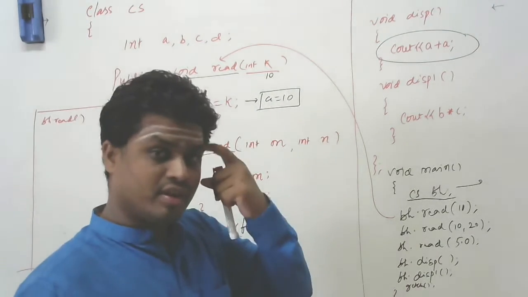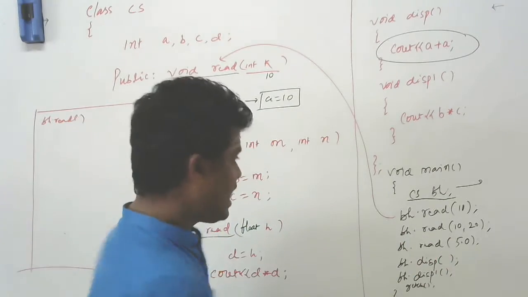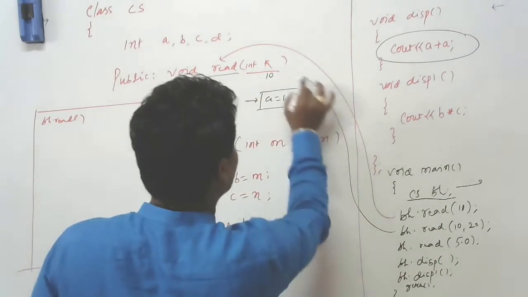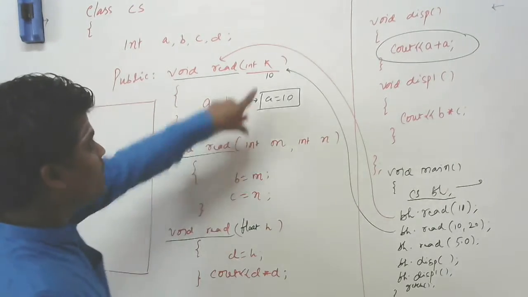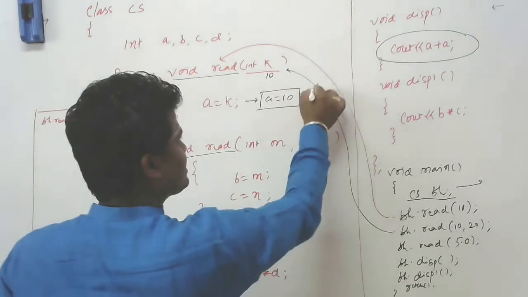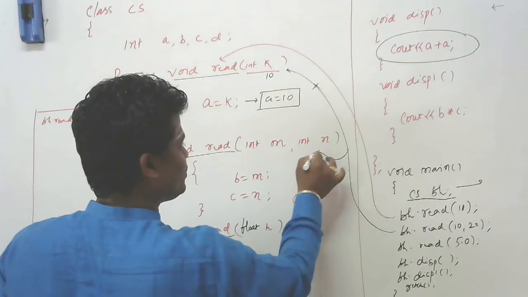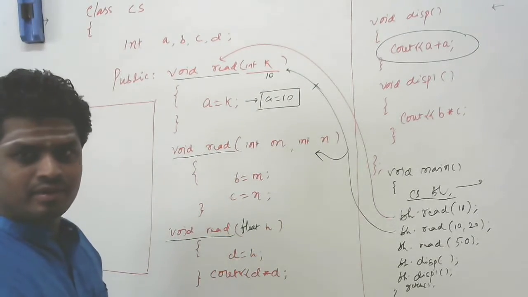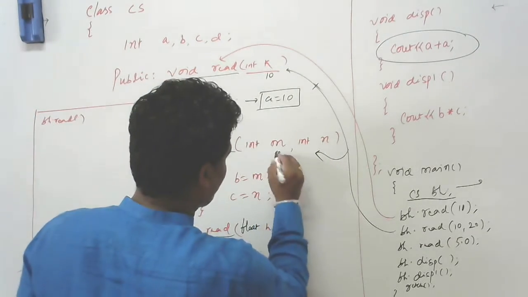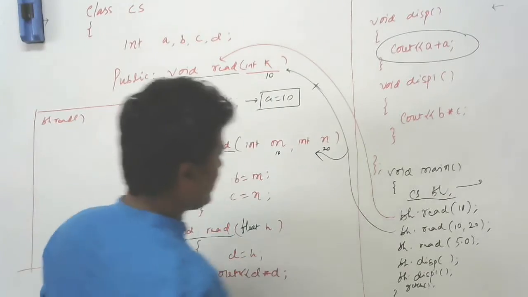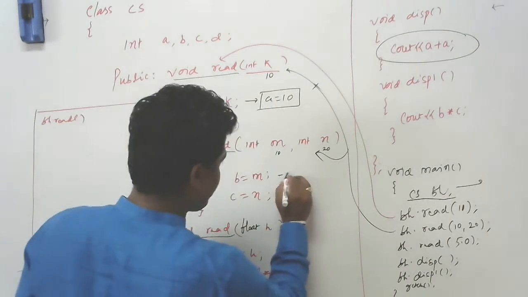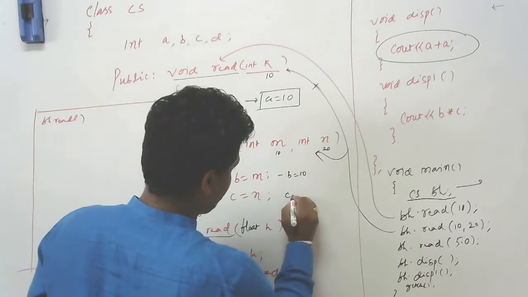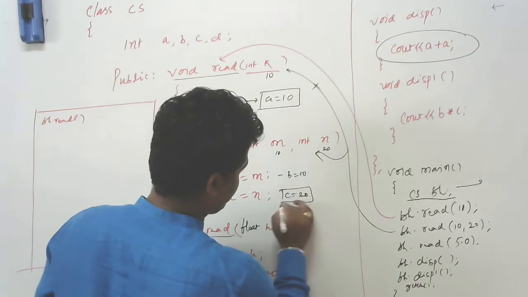Next, another member function is called, bh.read. Again, the compiler will come to here only. But the thing is, how many values have you passed? 2 values. Here, how many arguments? 1. So it will skip this and come to here. So there, the first value will be 10, the second value will be 20. So at that time b value becomes 10, c value becomes 20.